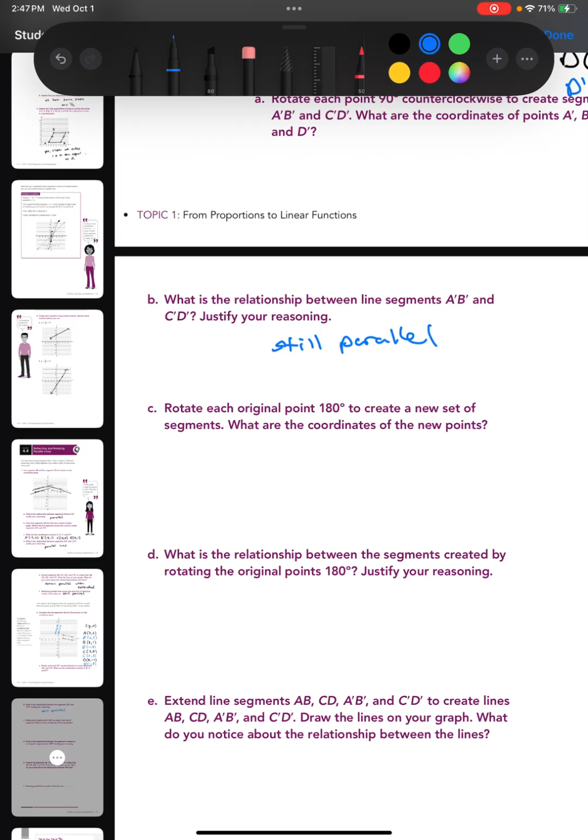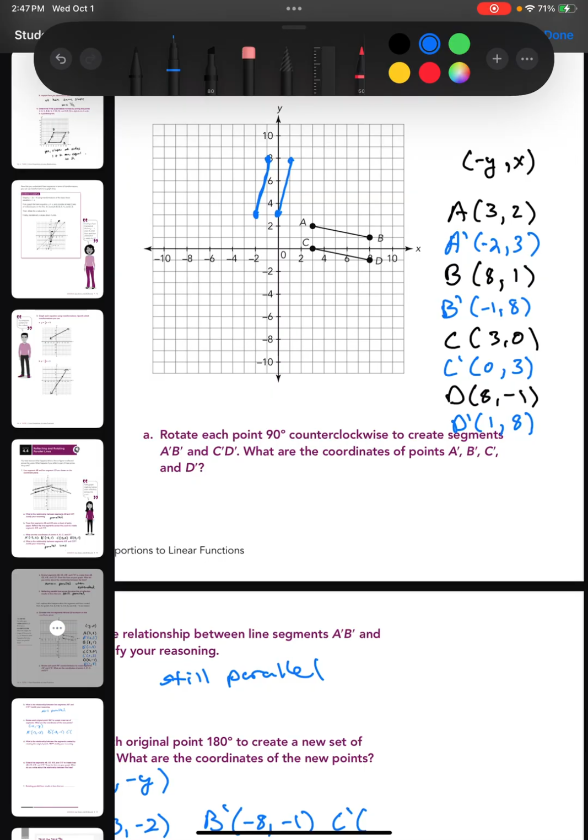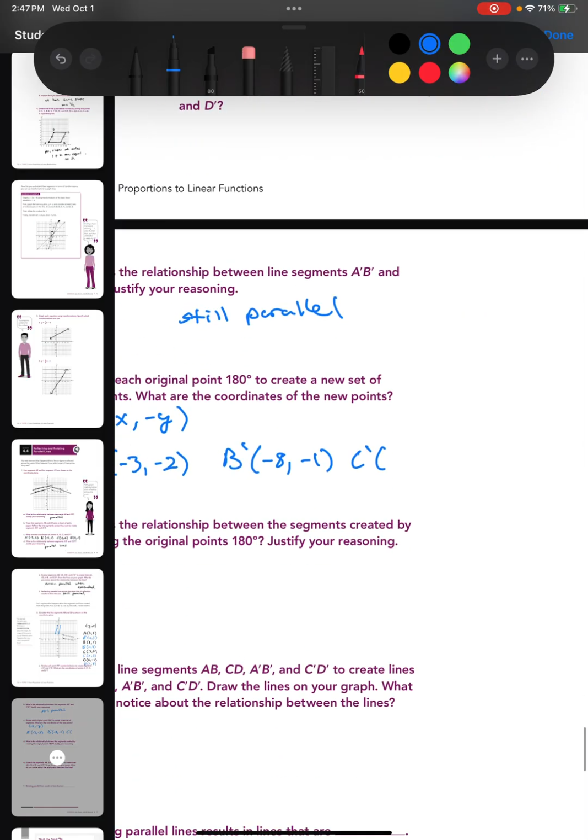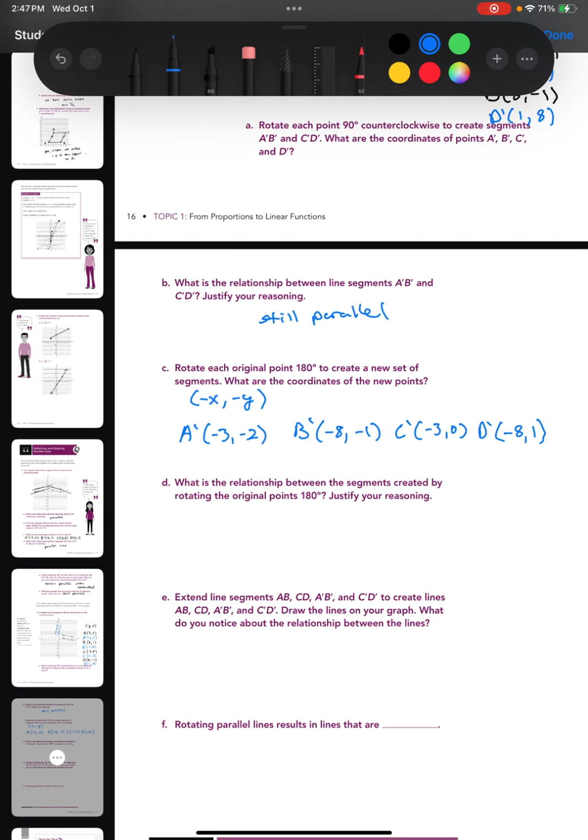Okay, if we rotated the original points 180 degrees to create a new set of points, our 180-degree rule is (x, y) goes to (negative x, negative y). That would result in the new A being negative 3, negative 2. The new B being negative 8, negative 1. The new C, let's see, I wrote down C. C was 3, 0, so negative 3, 0. And the new D would be at negative 8, 1. So there would be our new points rotated 180 degrees. If we were to graph those, they are still going to be parallel.